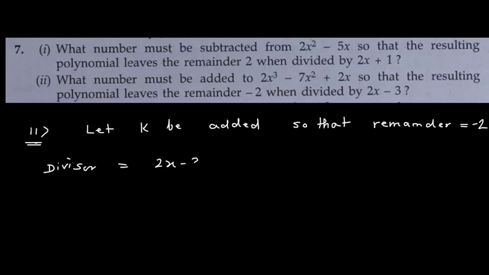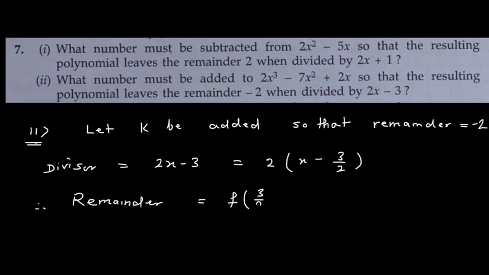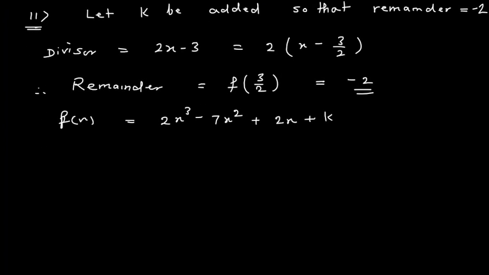The divisor is given 2x minus 3, so you can take 2 common, so it will become x minus 3 upon 2. Therefore your remainder becomes f of 3 upon 2, and this f of 3 upon 2 is given minus 2. What is our polynomial fx? Polynomial fx is 2x cube minus 7x square plus 2x. What I have added? I have added k. Okay, what number must be added? So I have added k.